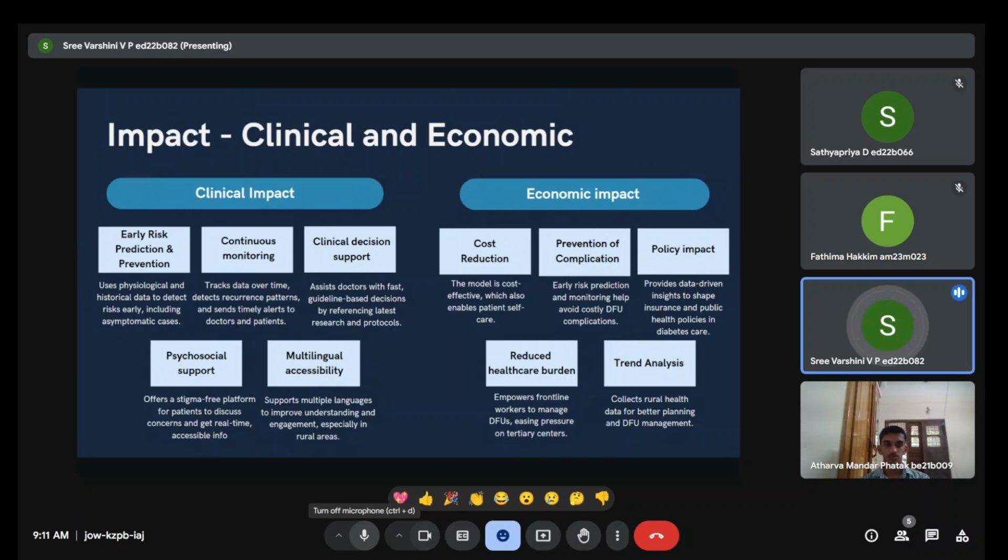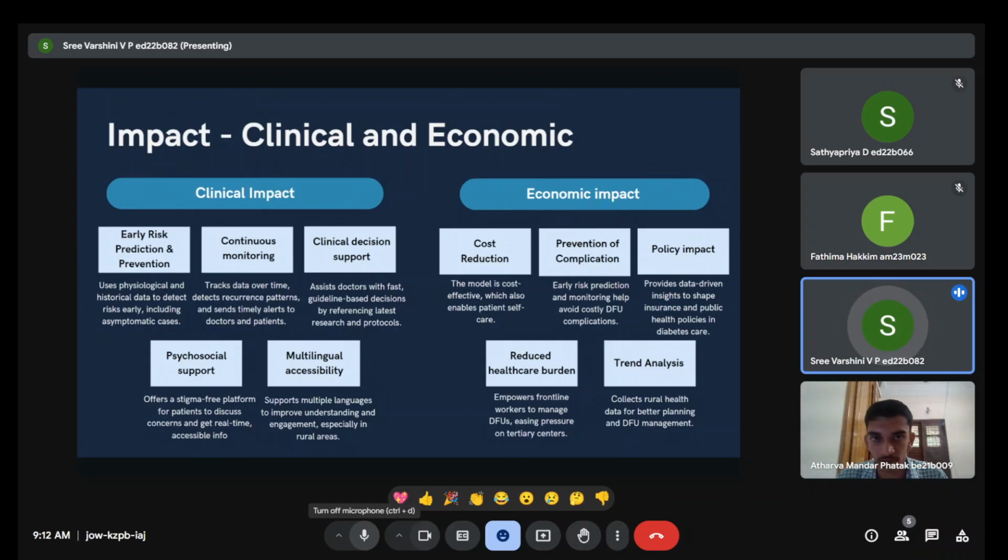Now, psychosocial support is also an important concept because people have stigma associated with diabetic foot and it becomes difficult to approach a doctor. So, this provides a stigma-free platform for patients to discuss their concerns and to get real-time info. Multilingual accessibility is again an important factor because we are targeting rural areas. So, we offer our chatbot in various languages so that we offer inclusivity.